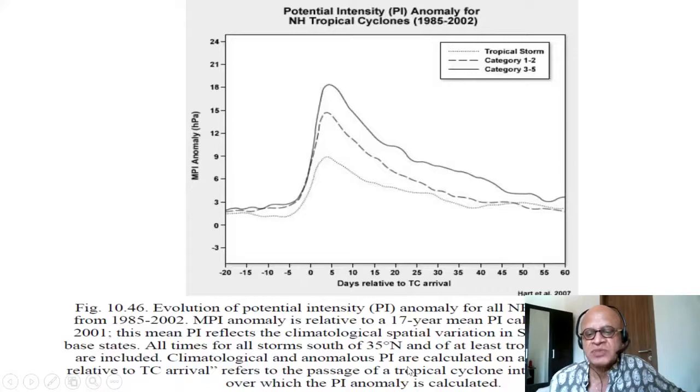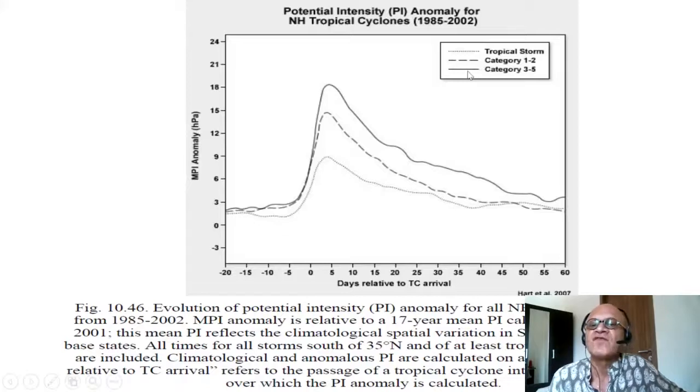Climatological and anomalous PI are calculated on a 5 degree by 5 degree grid. Days relative to TC arrival refers to the passage of a tropical cyclone into a 5 degree by 5 degree grid box over which PI anomaly is calculated. So here is day 0, where you are looking at different cyclones and tropical storms in different regions of the northern hemisphere, and you are looking at days before the tropical storm arrives in that box and days after.